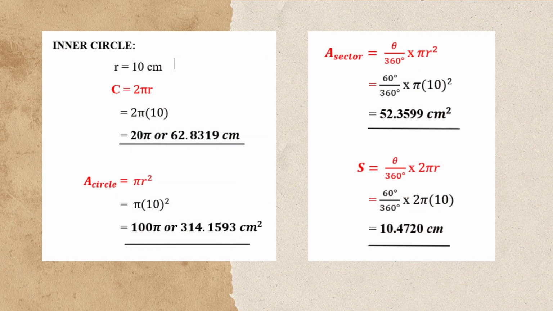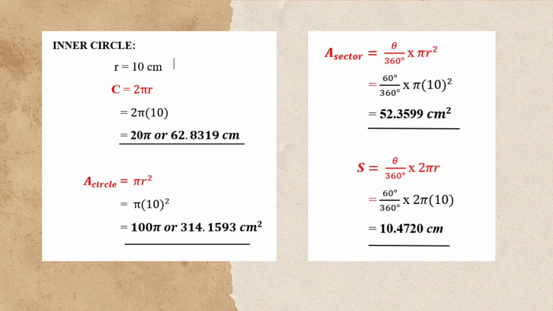Now, for the inner circle. Starting off with the circumference, by using the same formula we used for the outer circle, 2 pi r, we can find the answer easily. The radius of the inner circle is 10 centimeters. So, substituting that into the formula will give us 2 pi times 10. And keying it into our calculator, we will find our answer, which is 20 pi or 62.8319 centimeters.